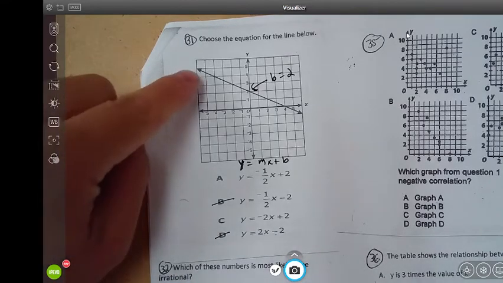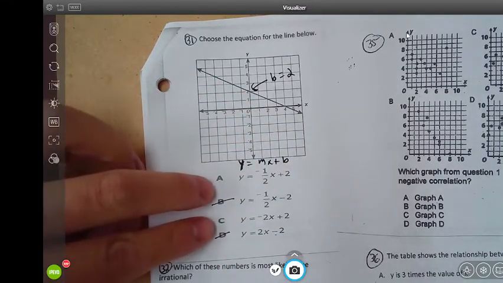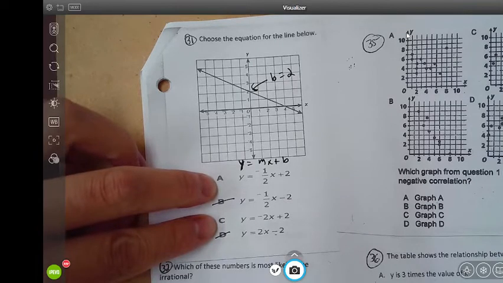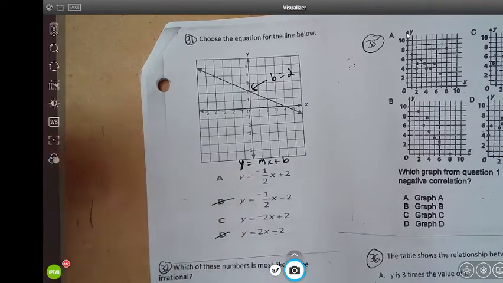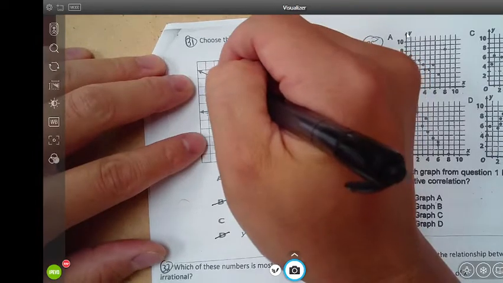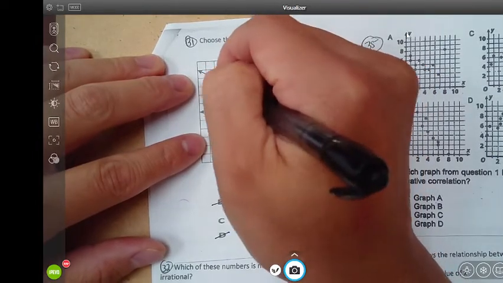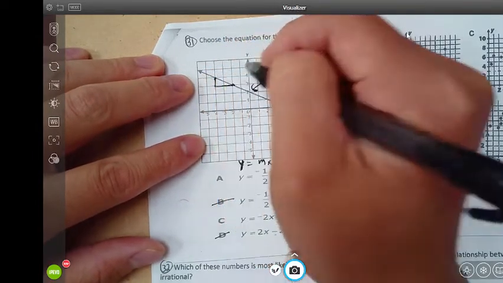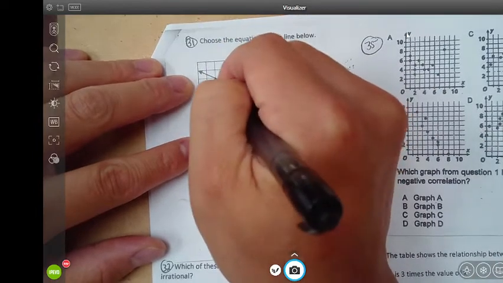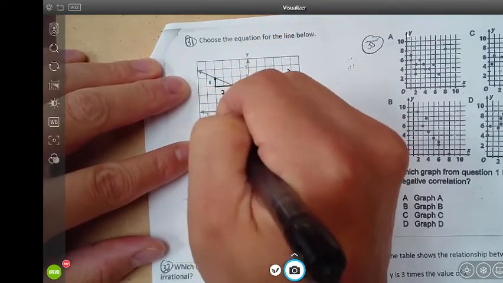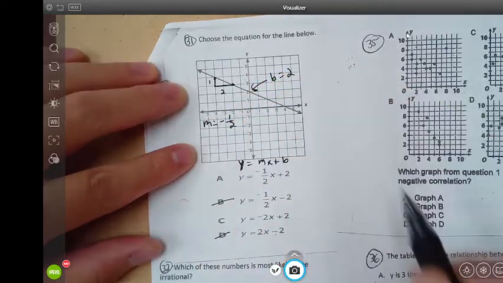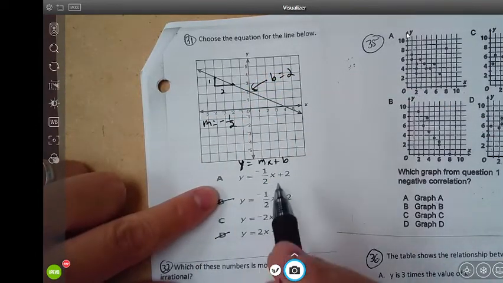Looks like the slope left to right is going down, so our two options are A and C, and they both have negative slopes. So we've got to get the rise over run here. I choose 2 points, get the rise over run. Looks like the rise is 1, the run is 2, so your m is negative 1 over 2. So it looks like it's option A, right? Negative 1 over 2.